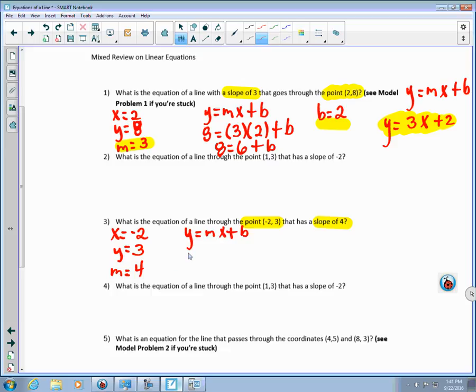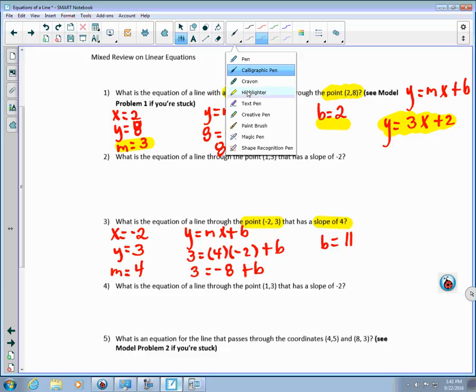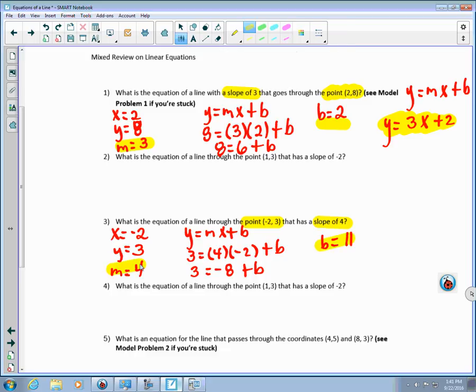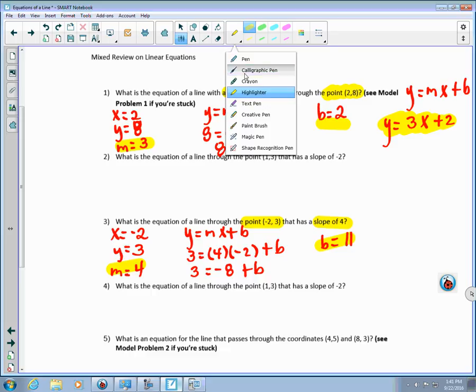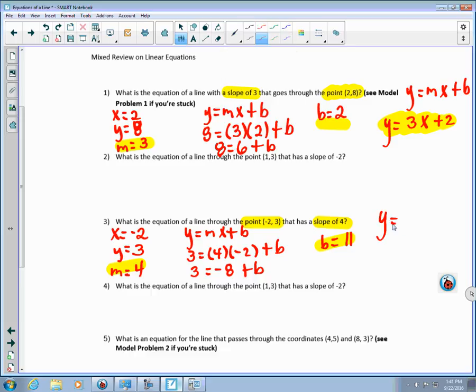All right. So let's see. What's y? 3. What's m? 4. What's x? -2. So that would be 3 equals, what's 4 times -2? -8 plus b, right? And then to get rid of that -8, I got to add an 8. So what is 3 plus 8? 11. So now I'm going to use this and that to come up to mommy equation and substitute the values, right? So y equals, what is my m? 4. 4x plus 11.